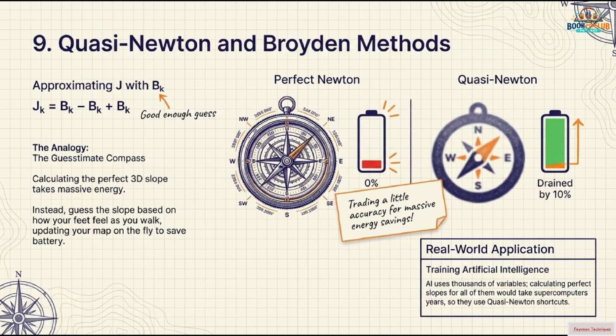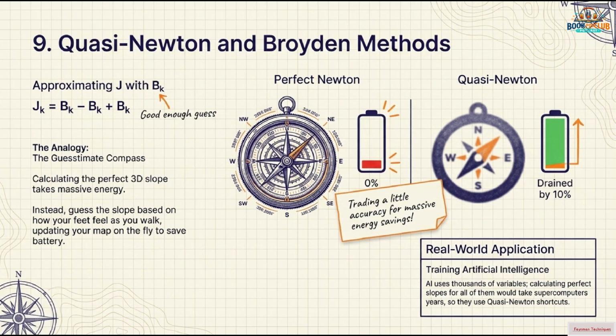So you're approximating the Jacobian, trading perfection for battery life. Exactly. You swap out the perfect magic compass for a guesstimate compass. So instead of meticulously measuring every exact slope before every step, you just start walking. Right. You guess the slope based on how your feet feel as they hit the ground, and you just update your map on the fly. You save massive amounts of energy.